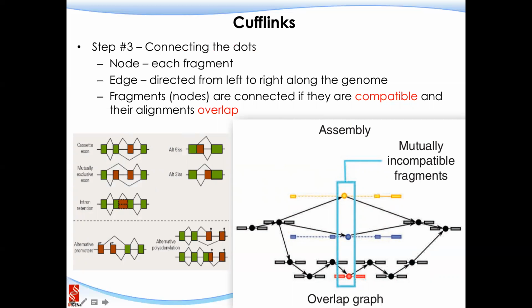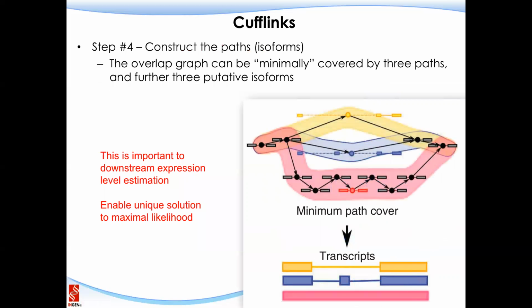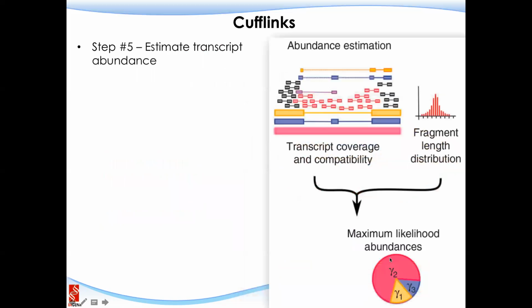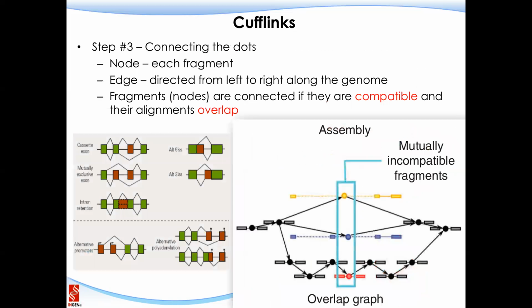The next step of Cufflinks is to construct the paths over the graph. What they do is identify the minimal collection of paths that can cover the whole acyclic graph, and each of the paths may correspond to one transcript. But please keep in mind that there are some possibilities, as in the example I talked about: two exons, one isoform is 1 to 2, and the second isoform is just 1. By this approach Cufflinks will not identify the 2.